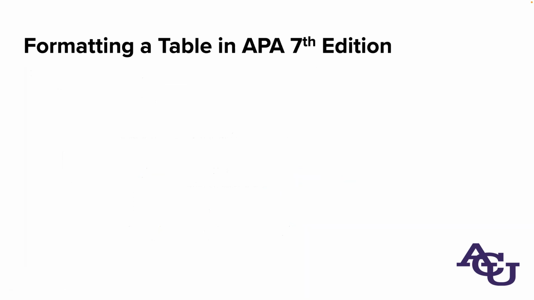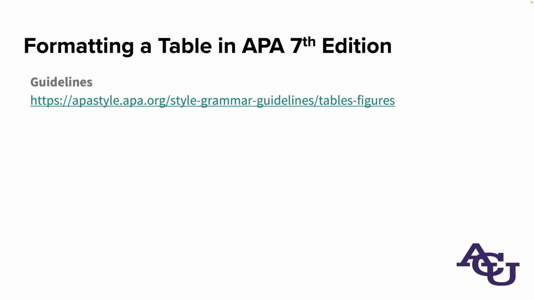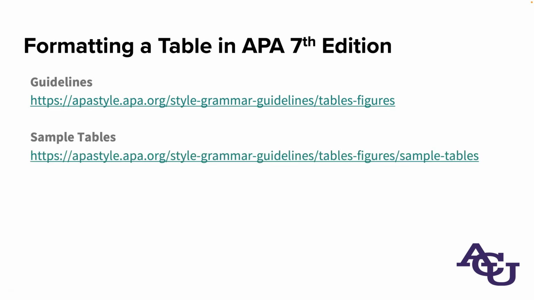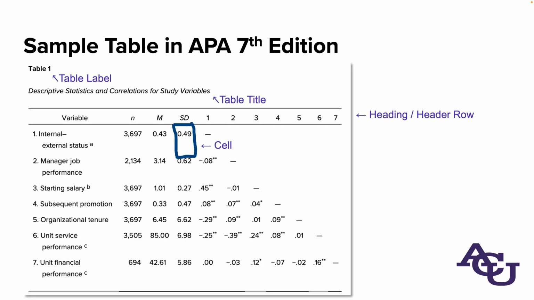Now, if you're formatting a table in APA 7th edition, there are some guidelines that you want to follow. You can look at those official ones on the APA style website. And they also have some sample tables. Let's just look at a couple though. So here we have a sample table, and we see that it has a label. In APA style, you label and number your table sequentially. So the first one in your document will be table 1, the next one will be table 2, table 3, and so on and so forth.